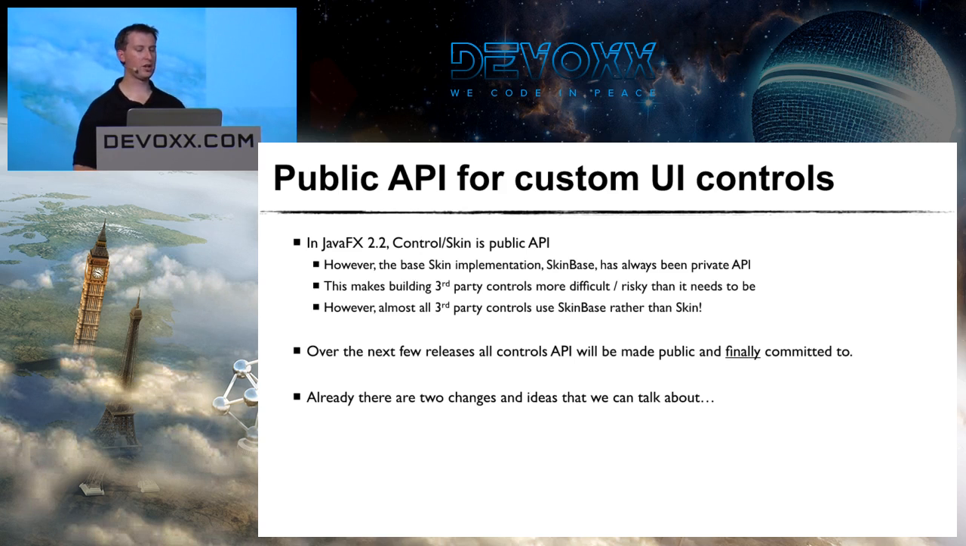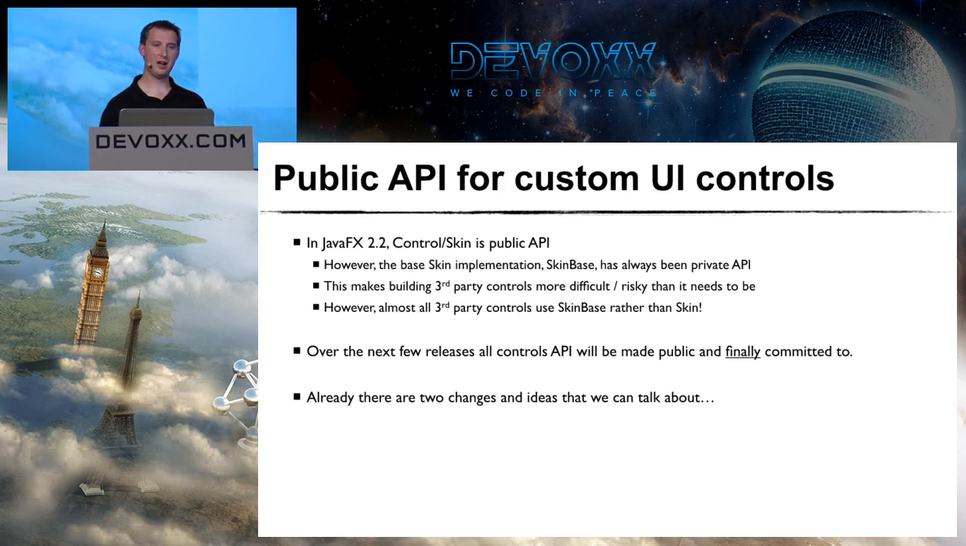So one of the big changes on my list is to work towards a public API for custom UI controls. In JavaFX 2.2, the way it is currently, the control and skin interface are public API, but the skin base implementation is private API. Despite that, everybody uses skin base, and we have to work towards coming up with a public API that does everything that needs to be done, but it's public rather than private. So over the next few releases, we'll be working towards this.